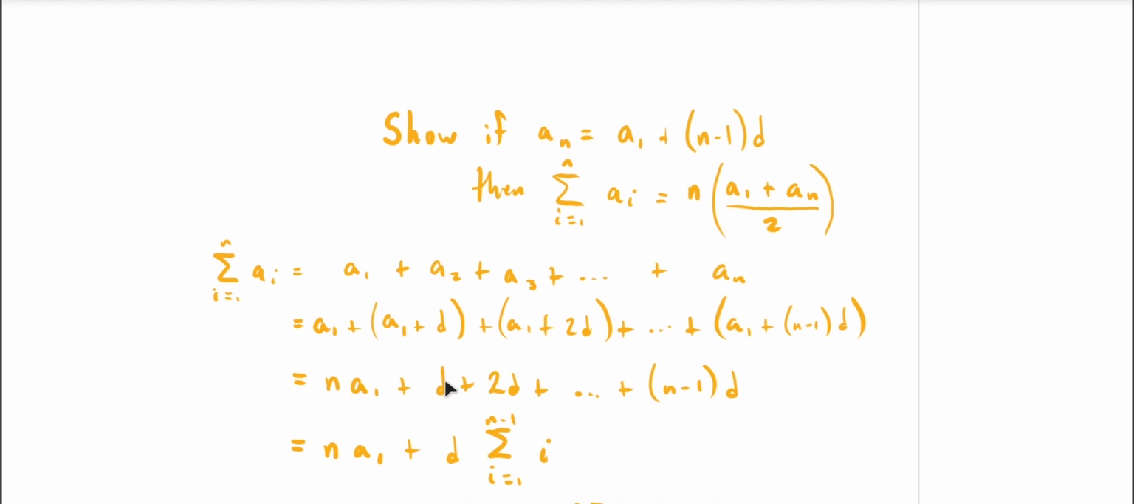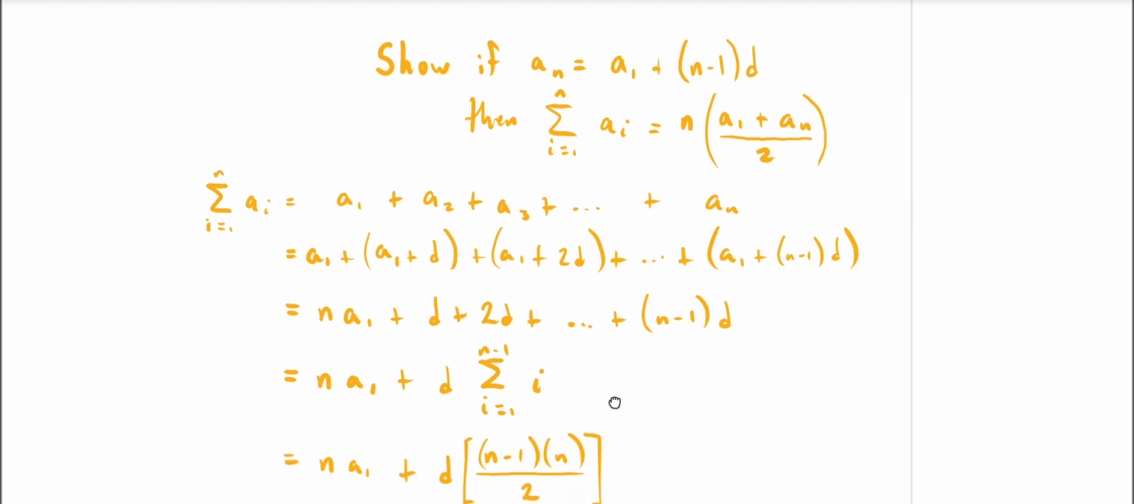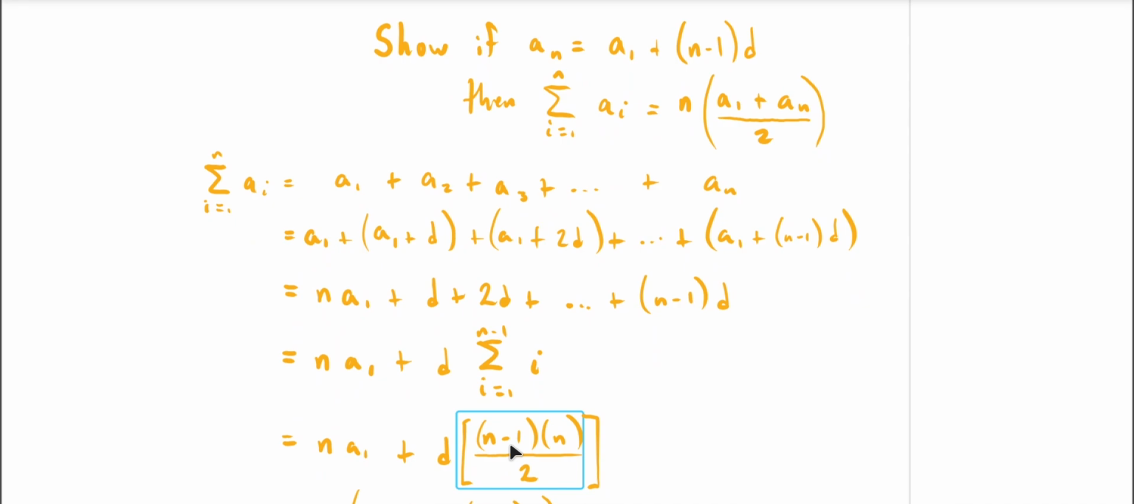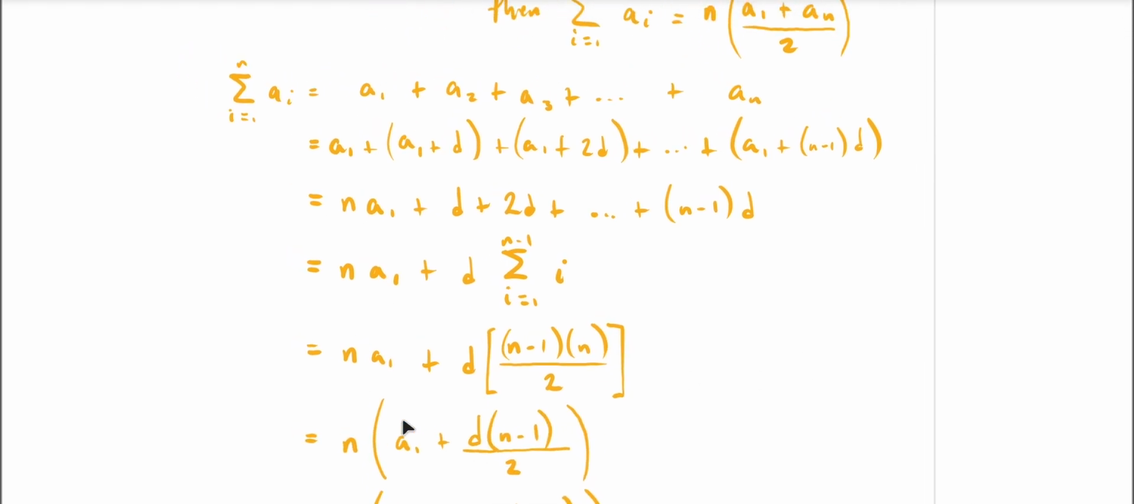So if I factor out a d from each term, I could write that as the sum of an index, 1, 2, 3, and so on, all the way up to n minus 1. But we learned in our last video an expression for the sum of the first n minus 1 integers. It would be n minus 1 times n minus 1 plus 1, which is n, divided by 2. Now, that puts an n in this term, so we could factor out an n from both terms.